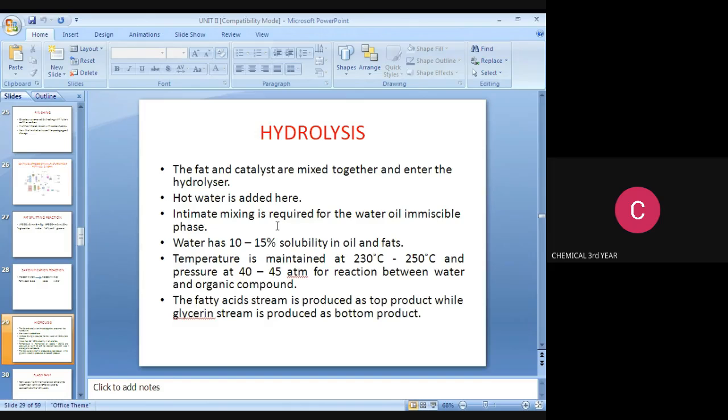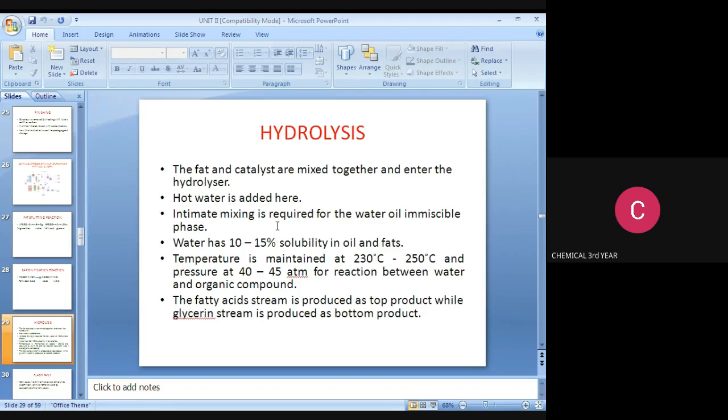In the hydrolyzer, the components we are entering are fat and catalyst, mixed together. In this hydrolyzer, we are adding the water. The temperature is 230 to 250 degrees Celsius. Intimate mixing is required for the water-oil immiscible phase. Water and oil are mostly immiscible, but there is 10 to 15% solubility. Temperature is maintained at 250 degrees and pressure is 40 to 45 atmospheres for the reaction between water and organic compound.